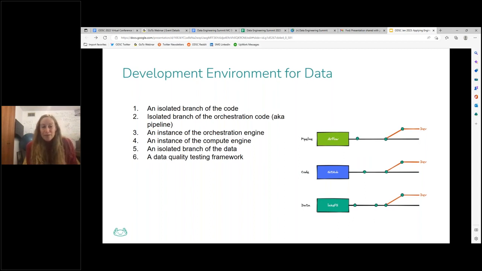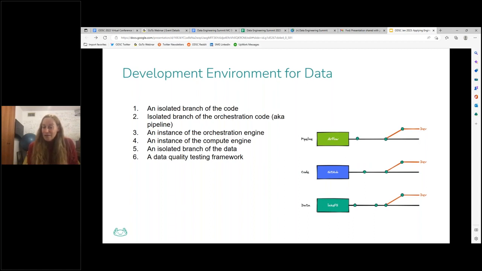The third step would be an instance of the orchestration engine. It's a best practice not to use the production cluster of the orchestration, not to load it too much, but have your own instance of the orchestration infrastructure. Again, if you manage infrastructure as code, that should be something that the organization can very easily automate for you. And in addition, you would have to have an instance of your compute engine, which is where you would run your code in order to get results over the data.